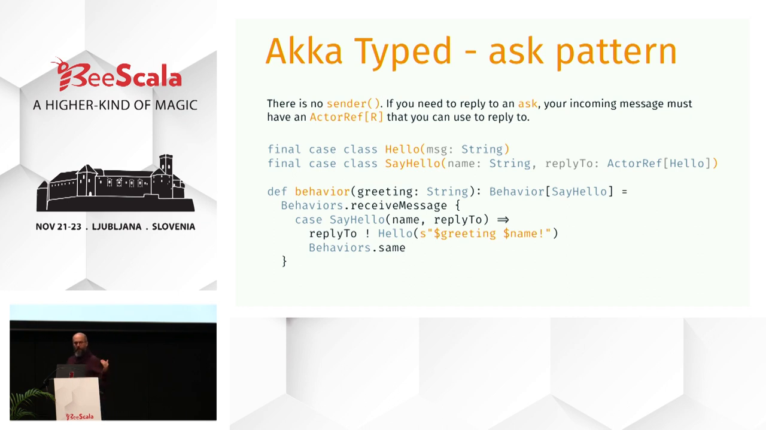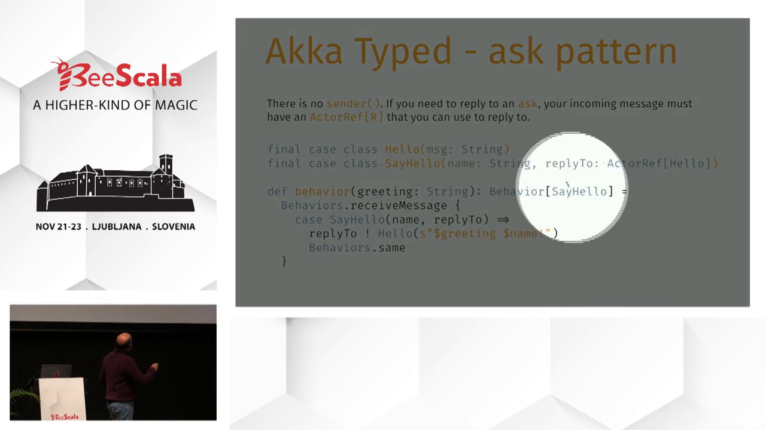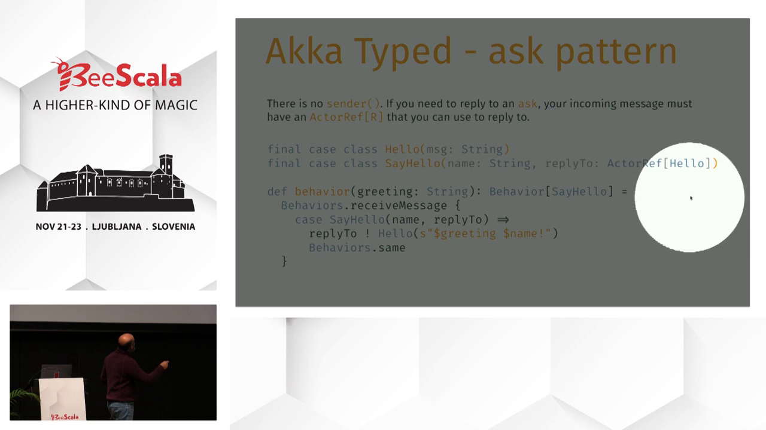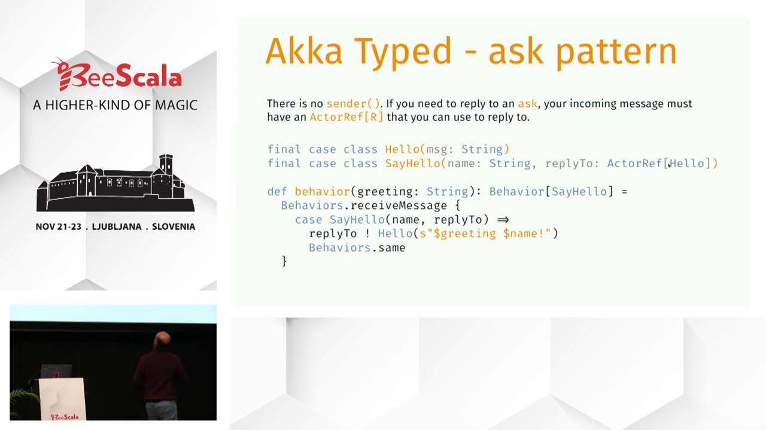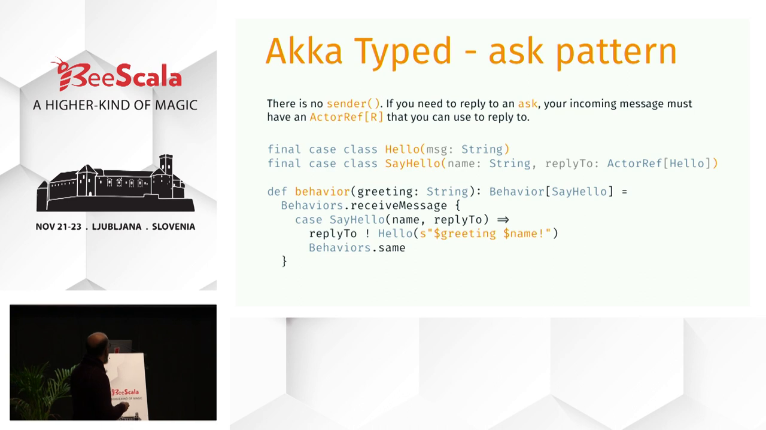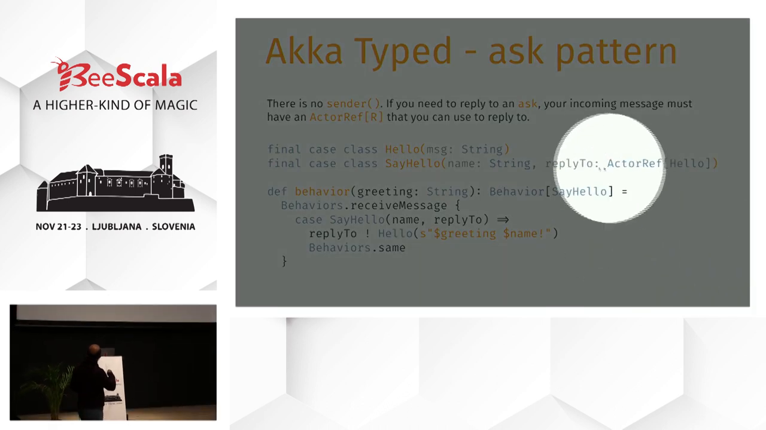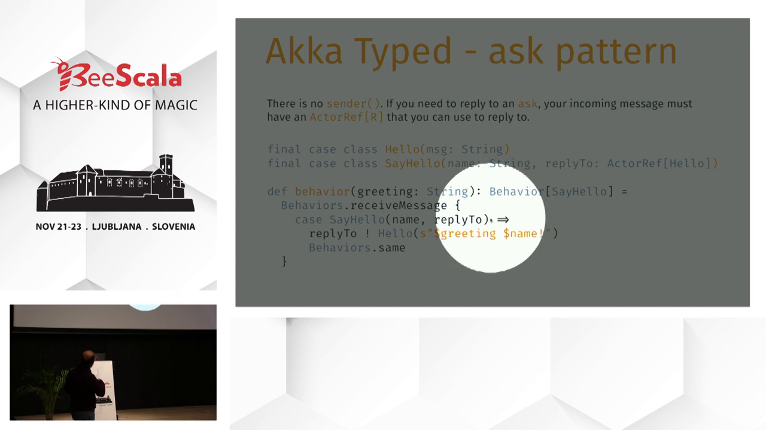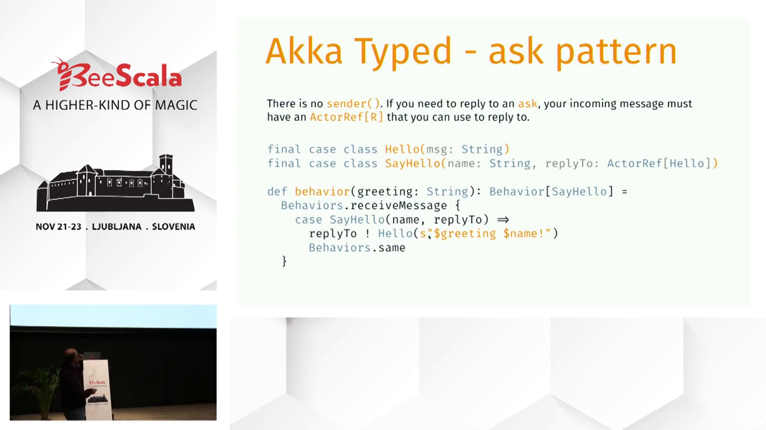And it happens by passing in my message here, the SayHello message, an ActorRef of Hello. Hello is now my answer. Someone will have to create an ActorRef of Hello for me, okay? Now I get the SayHello, and I have this reply, and then instead of println, I'm sending back a Hello to that actor here, okay? And you don't have the sender anymore.